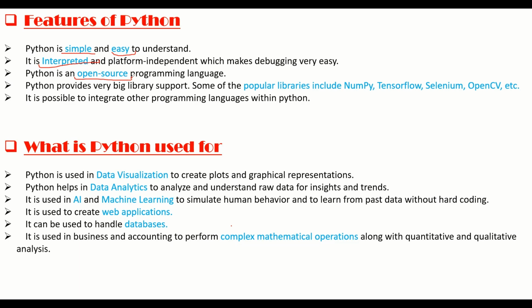So the next feature is Python is an open source programming language. So guys, what is the meaning of open source? Python is an open source language, which means that its source code is freely available to the public. This fosters a collaborative development environment where developers from all over the world can contribute to its improvement. The open source nature of Python also means that there is a large community of users who provide support, resources and libraries, making it easier for developers to find solutions to their problems.